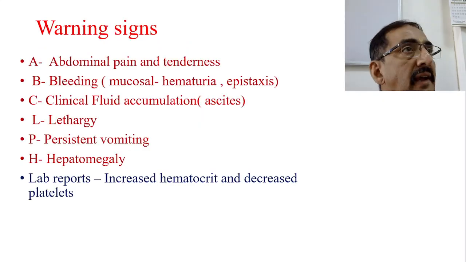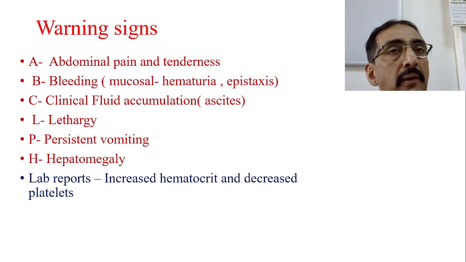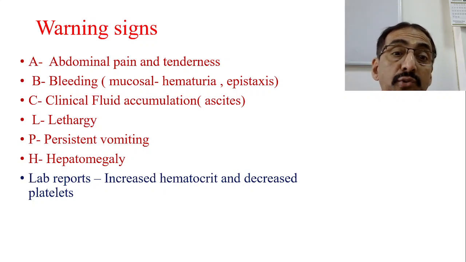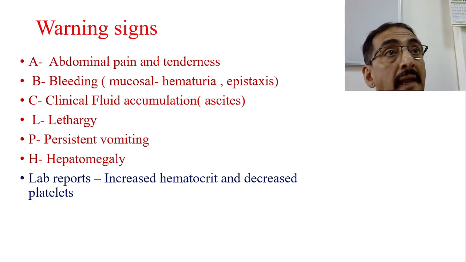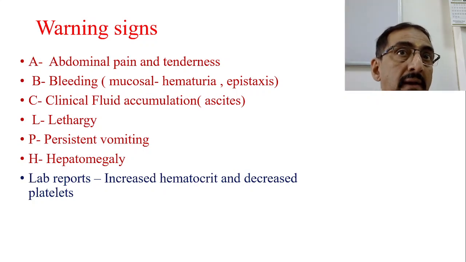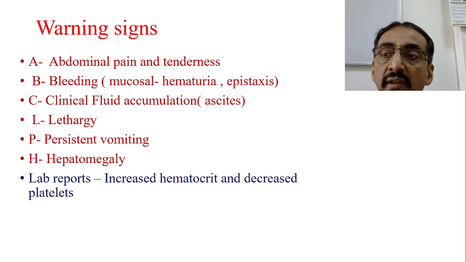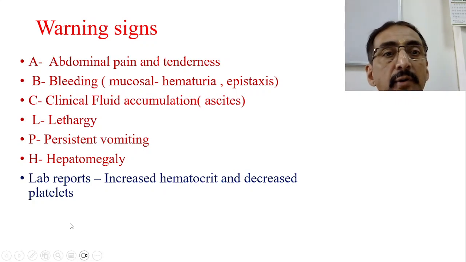The warning signs, again we are repeating at the OPD level. When you are sitting and a patient comes, the warning signs are abdominal pain and tenderness, bleeding manifestations, fluid accumulation in the body, lethargy, persistent vomiting, hepatomegaly, and in the lab report two things are very important. More than platelets, what is important is increased hematocrit value, and decreased platelets. These are the two important things which have to be seen laboratory-wise.